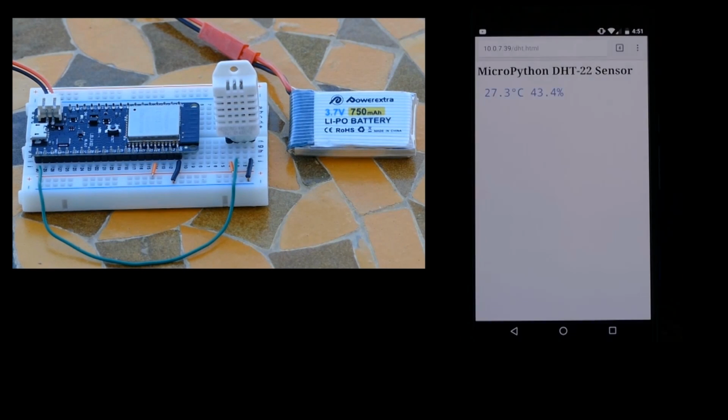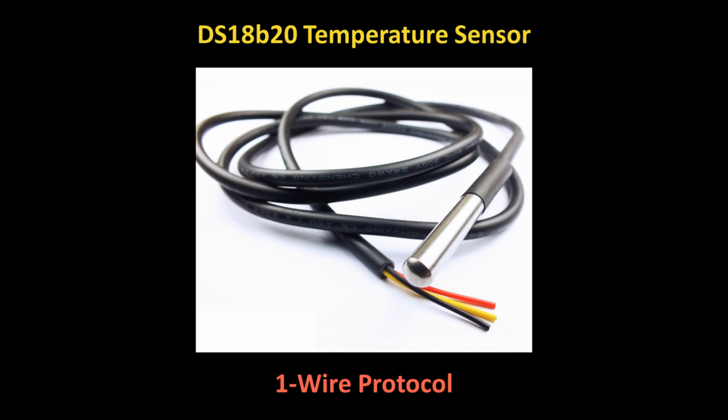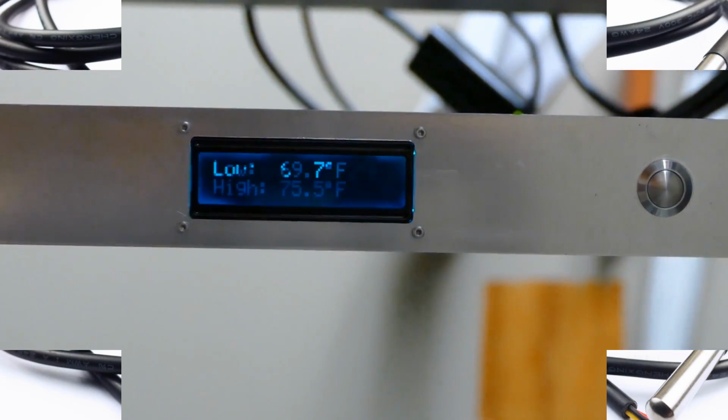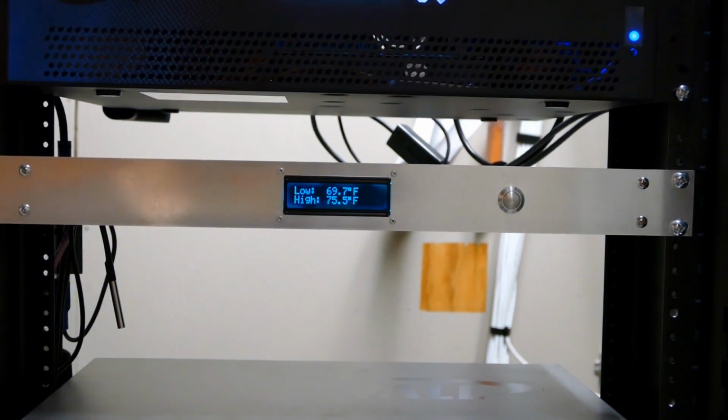In the third video of this series, I built a simple HTML web server on the ESP32 to provide temperature and humidity readings from a DHT22 sensor. In this video, I'll use a one-wire DS18B20 temperature sensor, which is what I used in my server room temperature monitor, which has been running flawlessly 24/7 for over 4 years now.